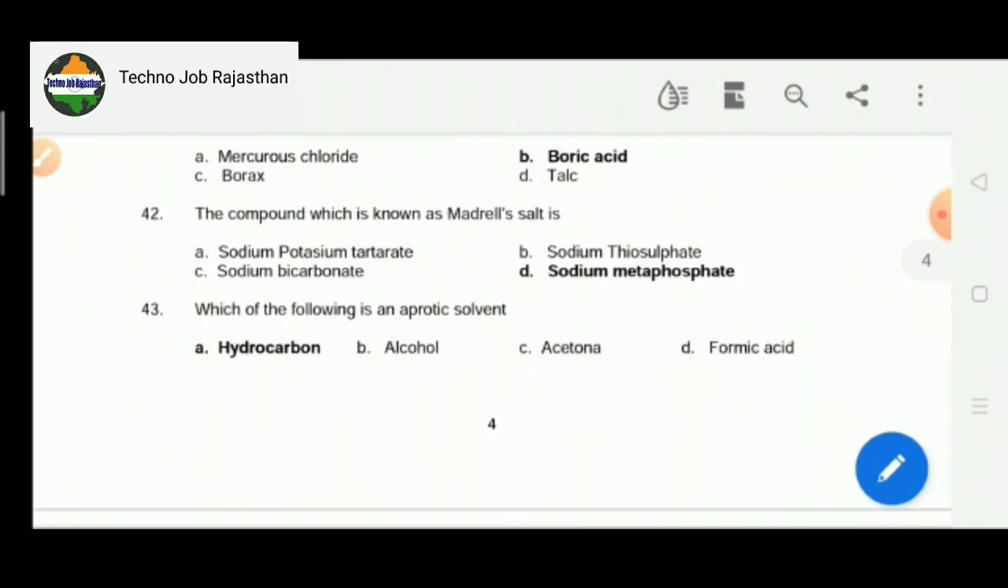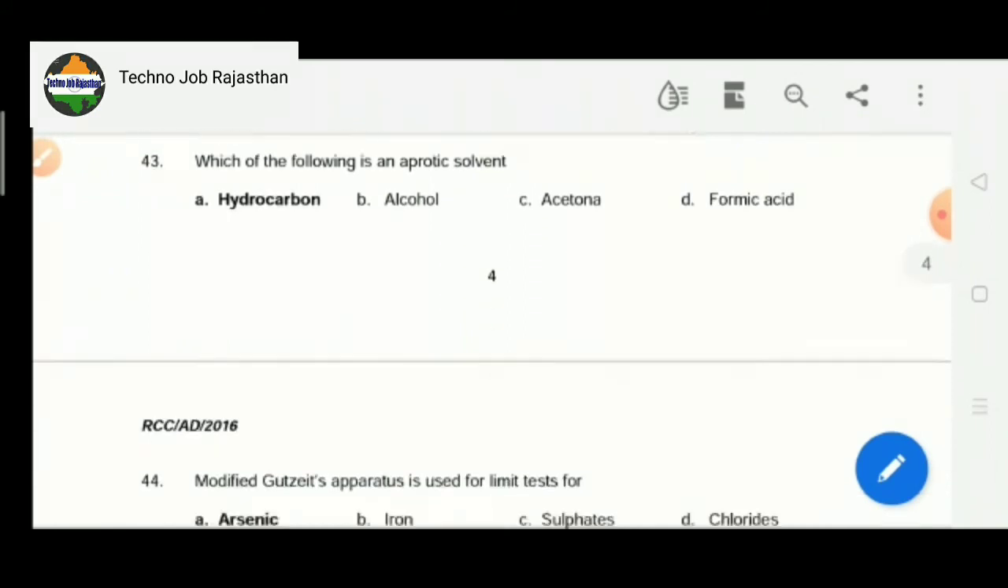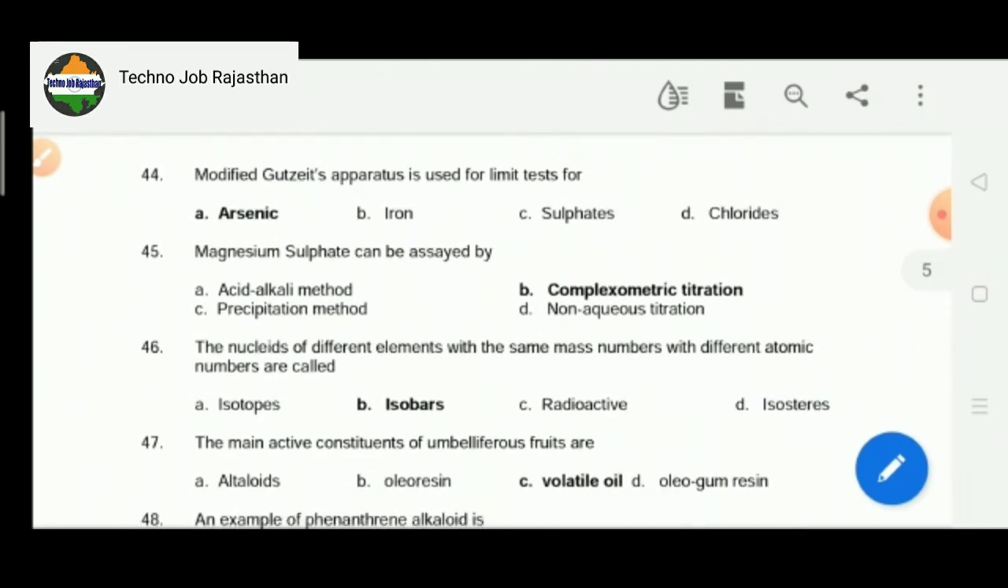Question number 43: which of the following is an aprotic solvent? So the options are option A hydrocarbon, option B alcohol, option C acetone, option D formic acid. So the correct answer is option A, that is hydrocarbon. Question number 44: modified Gutzeit apparatus is used for limit tests for option A arsenic, option B iron, option C sulfates, and option D chlorides. So the correct answer is option A, that is arsenic.